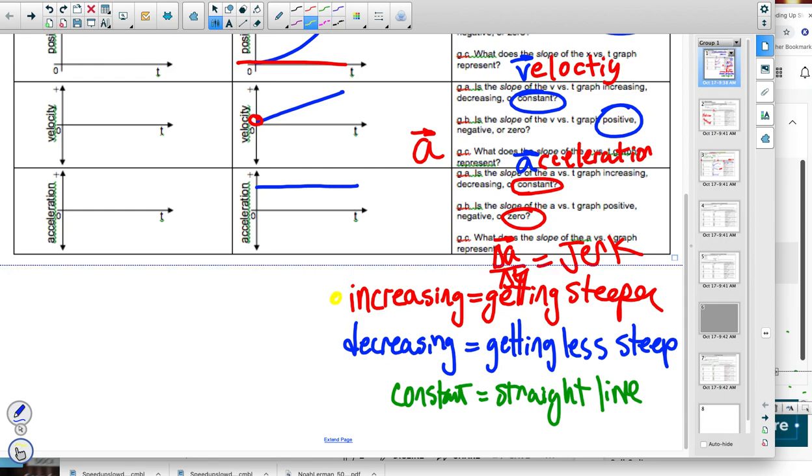Increasing suggests that the slope is getting steeper, and that could look like this, or it could look like this. A decreasing slope would be one that's becoming less steep, and that could look like this, or it could look like this. The slope starts out steep, and as time goes on, the slope becomes more flat. Starts out steep and becomes flat. If a slope is constant, it means it's simply a straight line. Pause if necessary to jot down those notes.